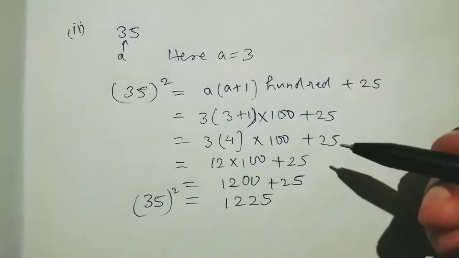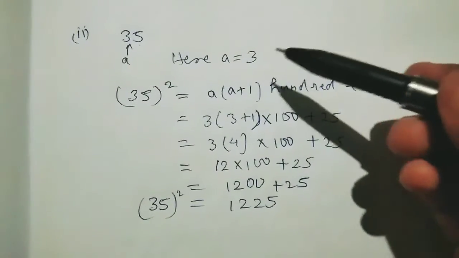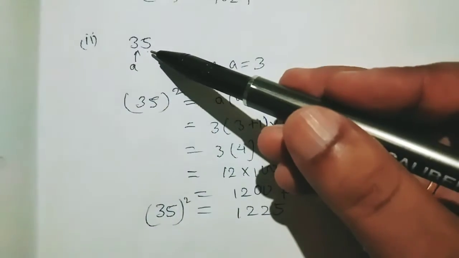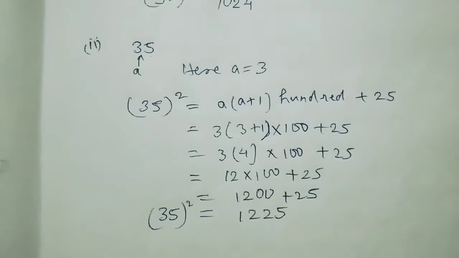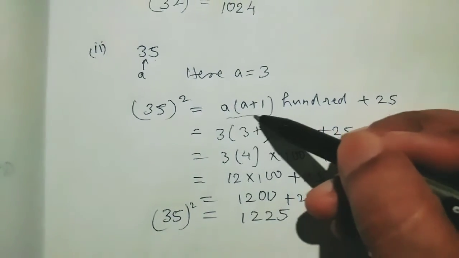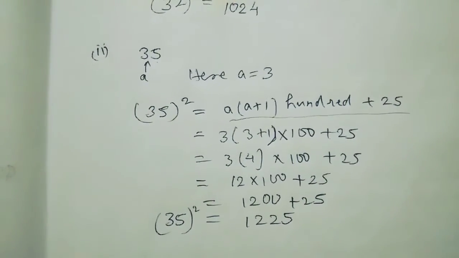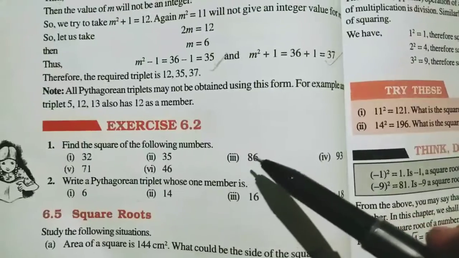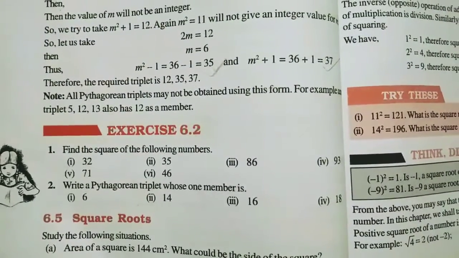Understood, students? So very easy process to find the square of any number whose unit digit is 5. Understood? So this is the process. So always remember this formula. Very important formula. So all these questions are homework. Try this by your own.